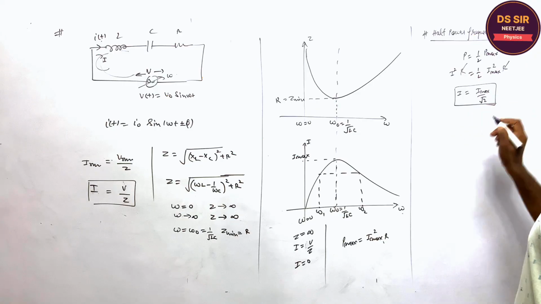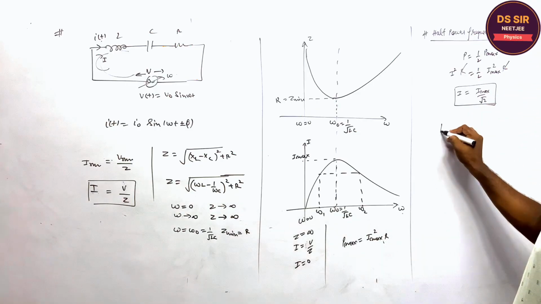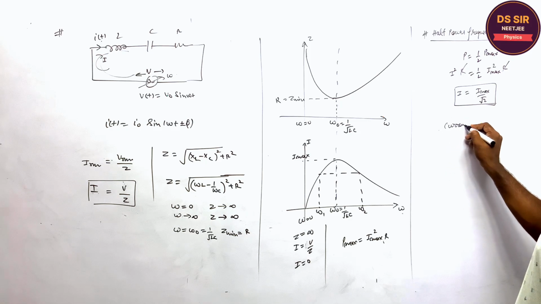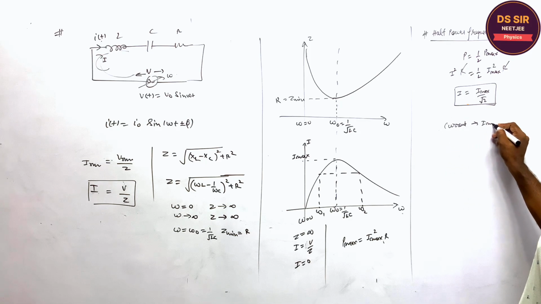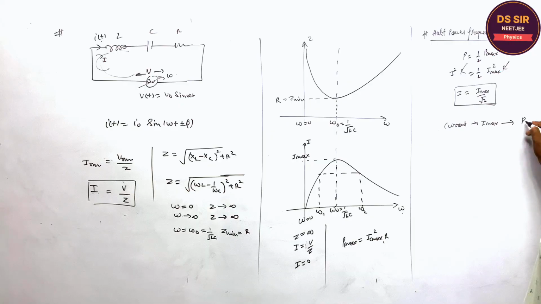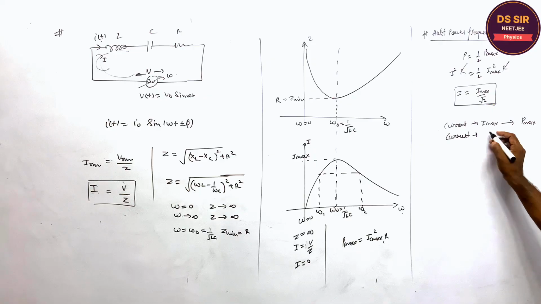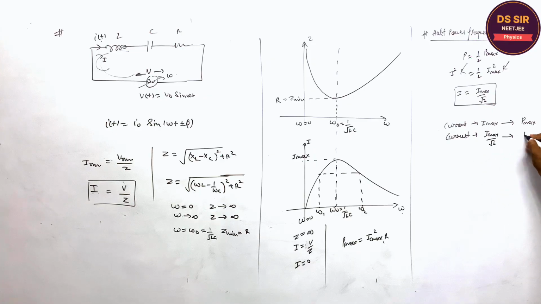So listen one thing. If the maximum power occurs when the current in the circuit is I max, what is the power dissipation if the current in the circuit is I max by root 2? Are you getting it or not? So power will be equal to what? Half of the maximum power. Is it clear or not?